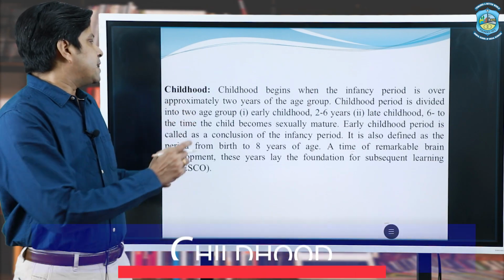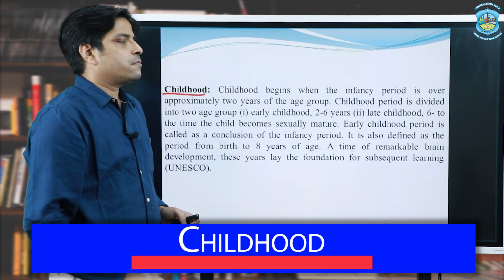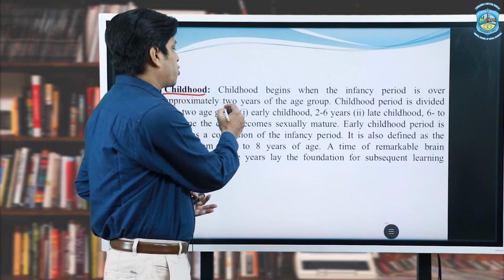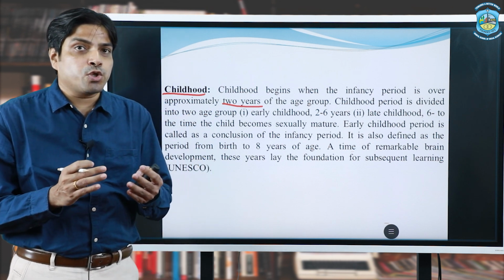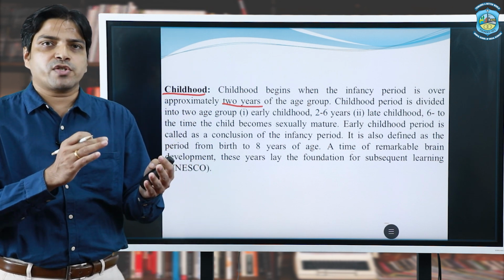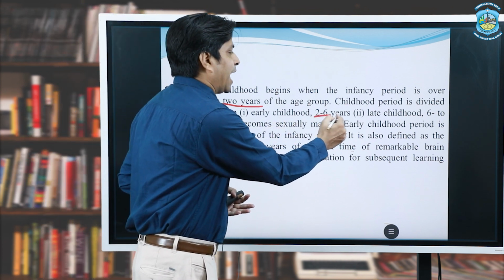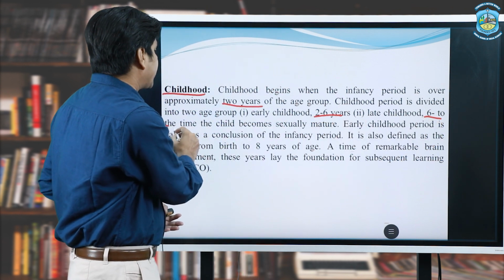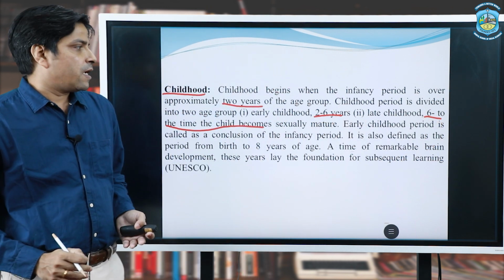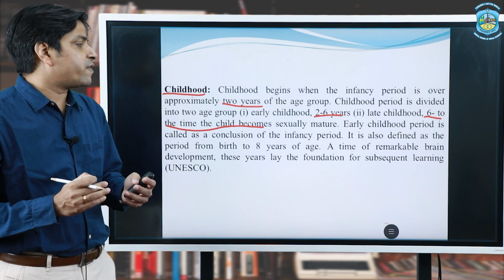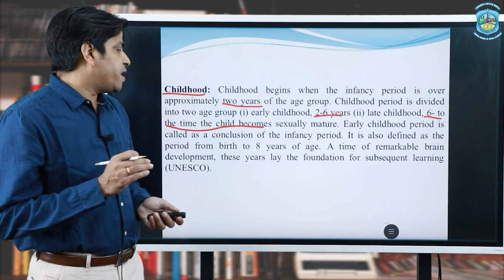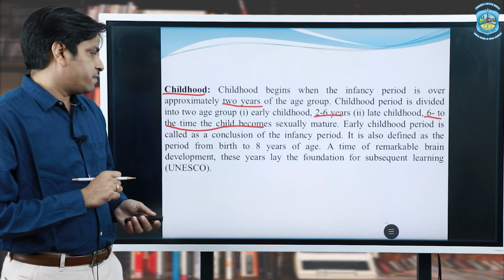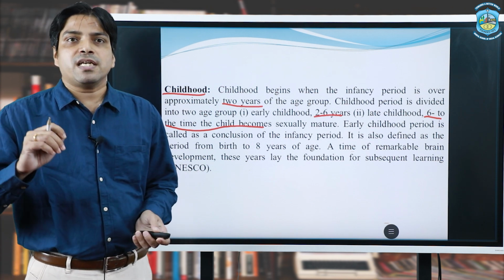Now comes the second stage, that is childhood. Once the infancy period is over, approximately at 2 years of age, the childhood period is divided into two parts: early childhood, which hovers from 2 to 6 years, and late childhood, which hovers from 6 to the time the child becomes sexually mature. It is also defined as the period from birth to 8 years of age, a time of remarkable brain development. These years lay the foundation for subsequent learning.